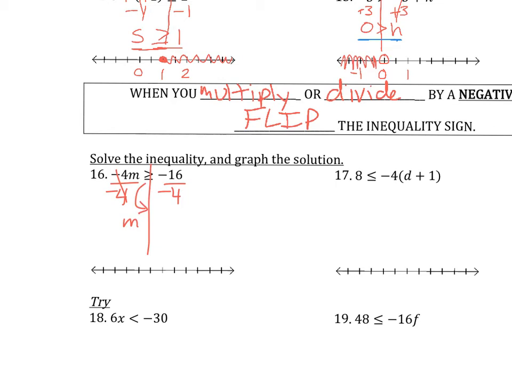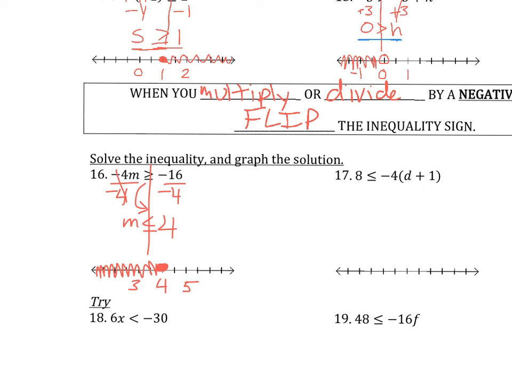So this was bigger or equal. Now it's going to be smaller or equal. The equal to part stays the same. So if it's equal to, it's equal to. If it's not, it's not. And then negative 16 divided by negative 4 is positive 4. So then I get my indicator on there. 1 bigger, 1 smaller. This is equal to, so I have a closed dot at 4. And it says m is smaller. So I'm shading m smaller.